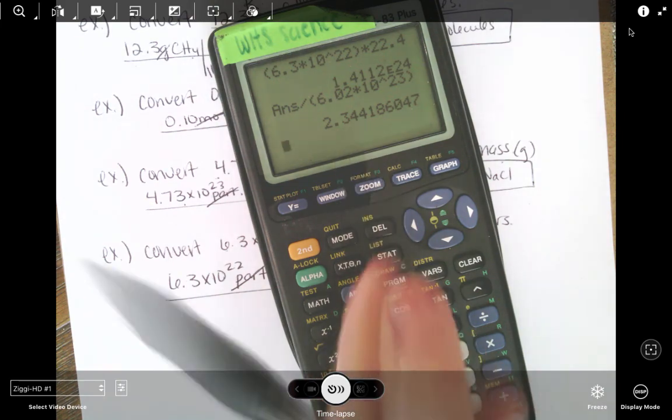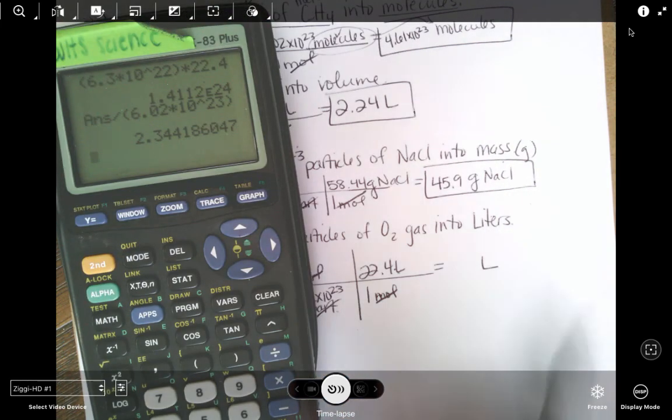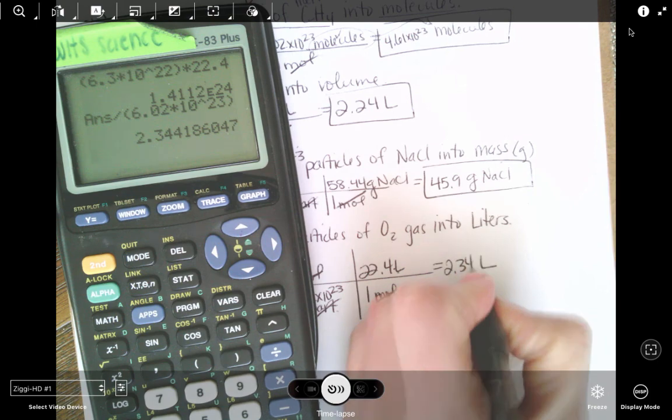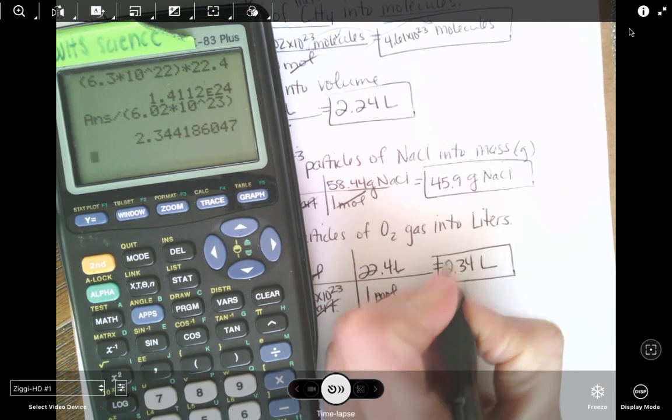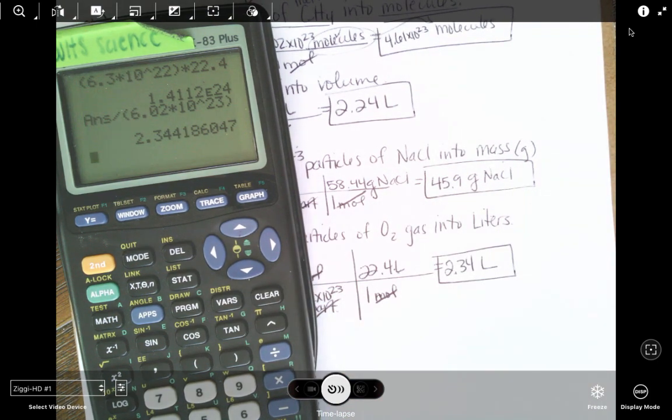And I get the number 2.34, round 2 places past the decimal. 2.34 is a good number for volume. That number is logical, so I accept it. And that's all there is to it.